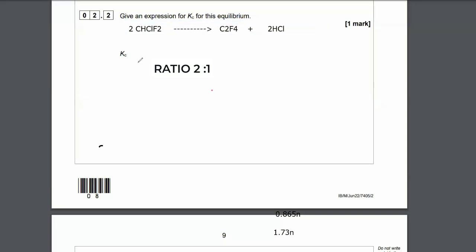Okay, let's move on to 2.2. So what do we have here? Well, I'm reusing the equation here, and it says give an expression for Kc for this equilibrium. Excuse the fact I don't have state symbols or a reversible symbol in my equation. So when you're writing out Kc, you just need to think products over reactants. So let's write down the products.